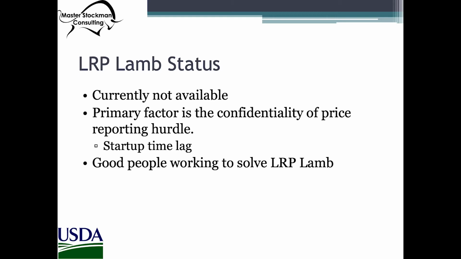A lot of the questions I've gotten recently about this LRP lamb is, well, the new Colorado plant's up and running. There's another plant coming in Texas. Won't that take care of the confidentiality? Shouldn't it already be taken care of? Why isn't this available? Well, one of the big reasons is there's actually a startup time lag in terms of that reporting. USDA does not require those prices to be reported immediately as a plant gets up and running. So there is some time lag between once they get up and running and when they are required to report those prices.